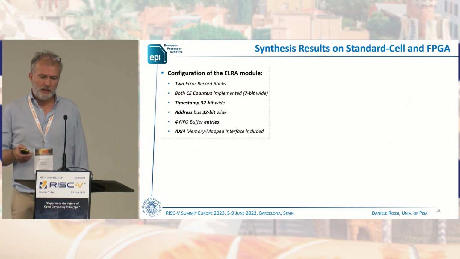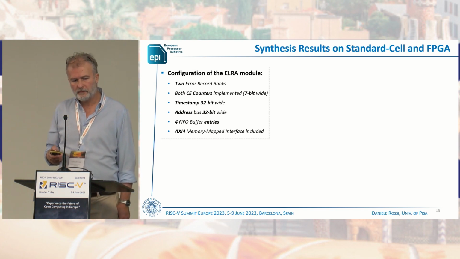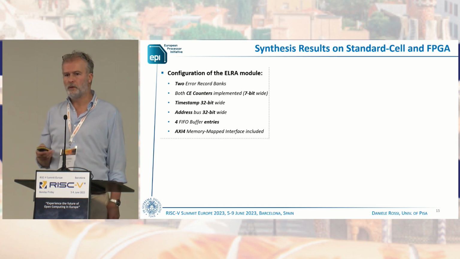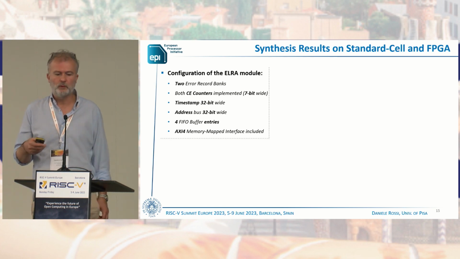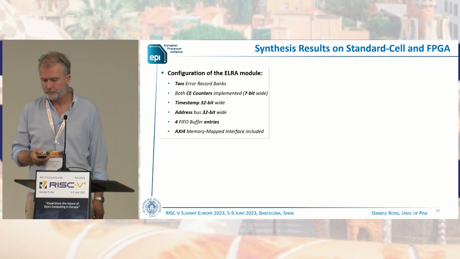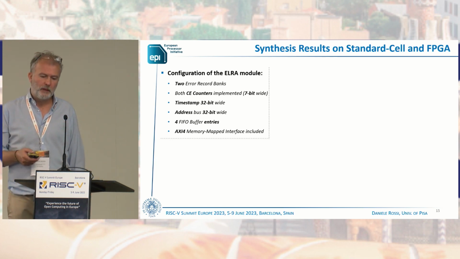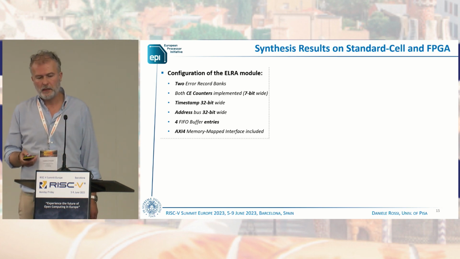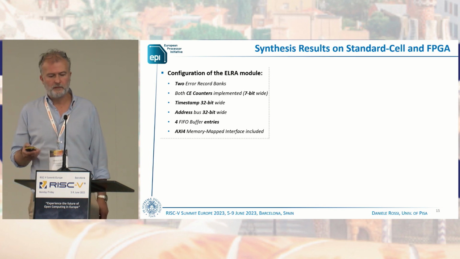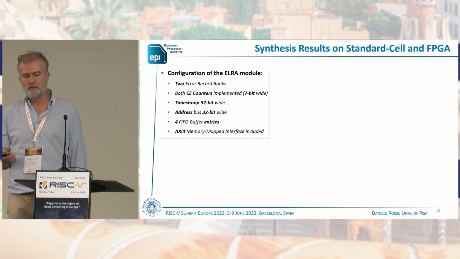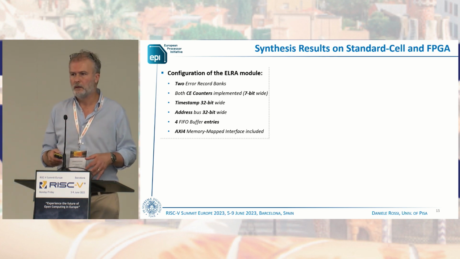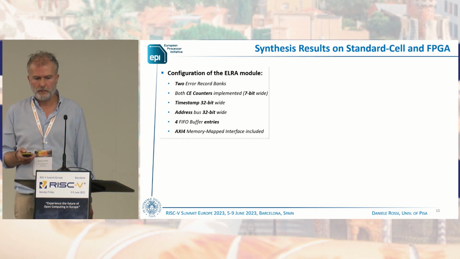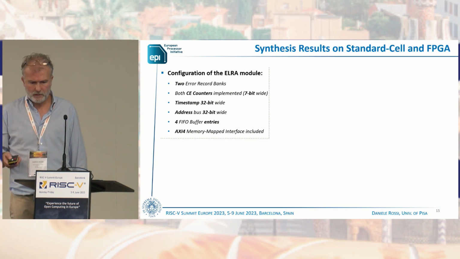We have synthesized our interface with this configuration: just 2 error record banks, which is the minimum number of error record banks that allows us to validate our interface completely. We have implemented both of the corrected error counters, a 32-bit timestamp, the address, and a 4-entry FIFO buffer, then an AXI4 interface to allow the processor to access the error records stored in our memory map registers.